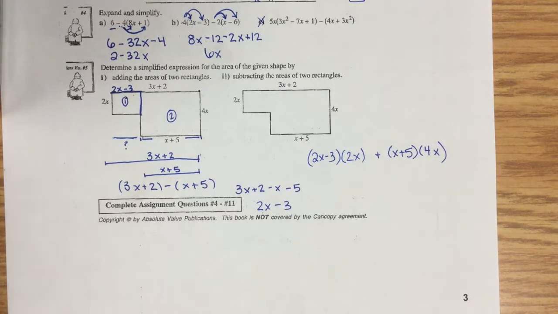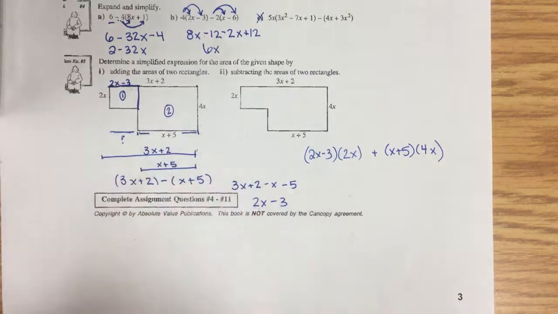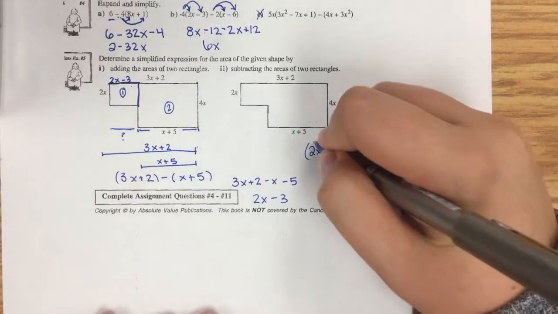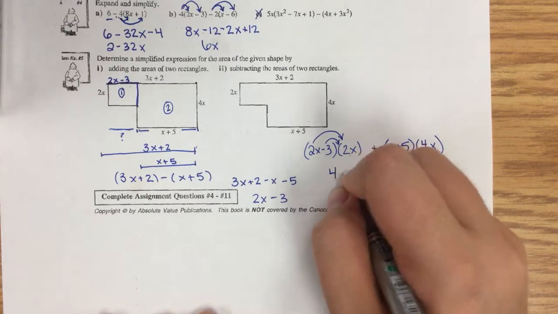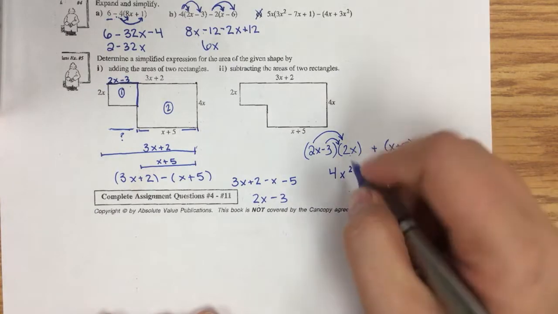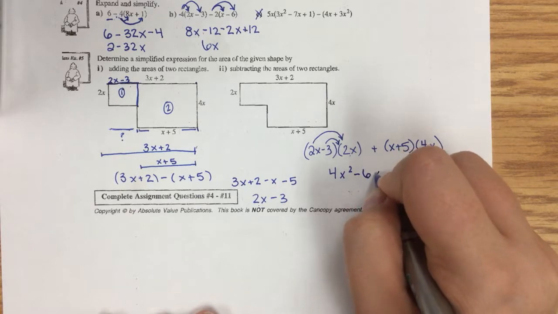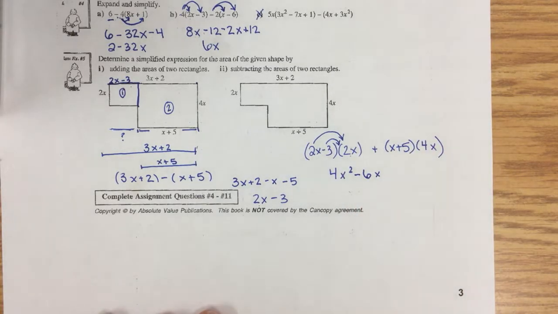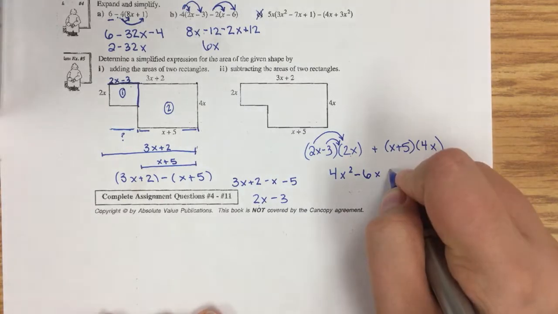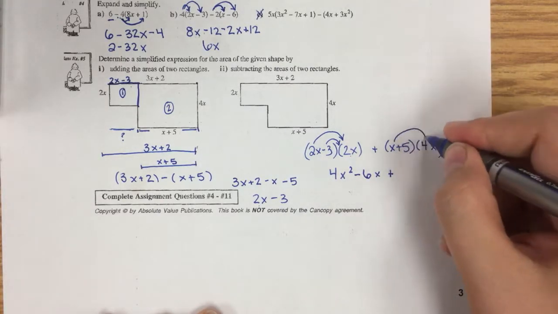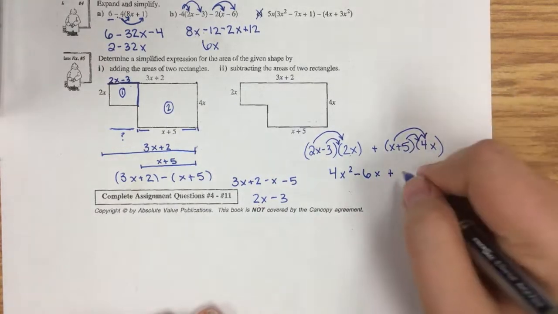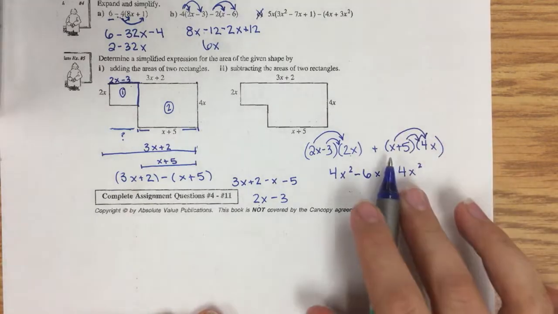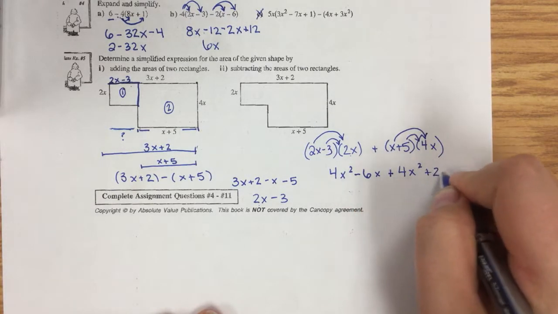Now to work symbolically to find out what is actually the area of that entire shape by adding the areas of each rectangle. I'm going to do this symbolically with the arrows. 2x times 2x is 4x squared. Negative 3 times 2x is negative 6x, because negative 3 times 2 is negative 6. And then, you're adding to this, and here's a second expansion I need to do. x times 4x is 4x squared. 5 times 4x is 20x.